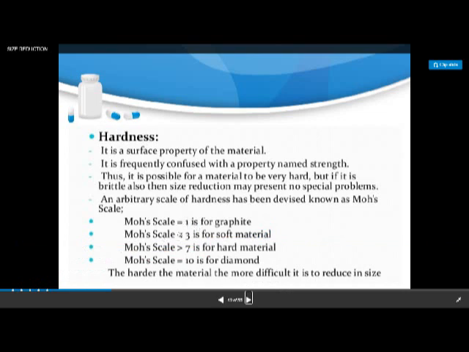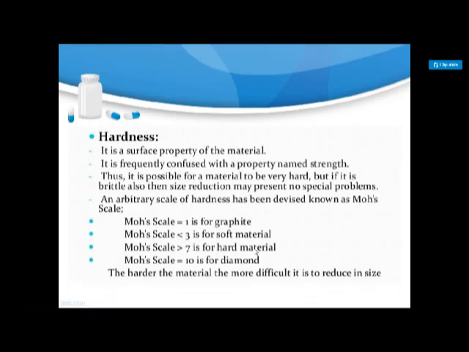If the value on the Mohs scale is less than 3, then that material is a soft material. If the Mohs scale value is greater than 7, then it is a hard material. The hardest one is diamond, which has the number 10, and the softest one is graphite, which has the value 1.